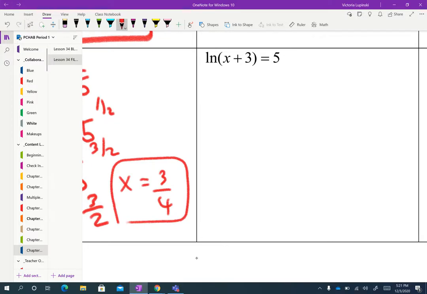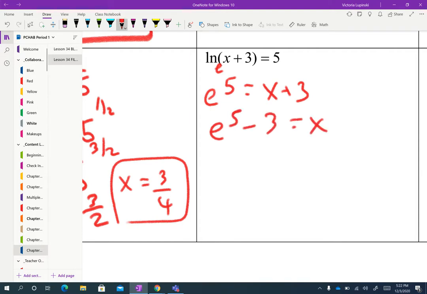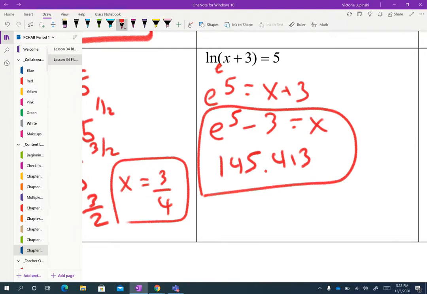ln of x plus 3 equals 5. That's a base e to the 5th equals x plus 3, which means e to the 5th minus 3 is going to be your answer. I would actually be fine with that, but if you want to make it 145.413, who could blame you?